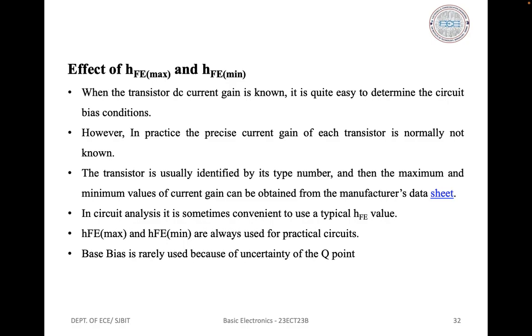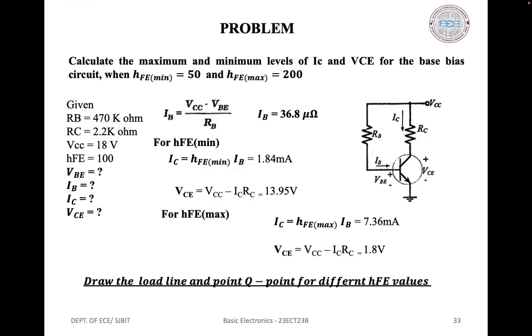So the effects of HFE max and HFE minimum, which we already discussed, are rarely used because of the uncertainty of the Q point. And this is one more problem over that. All the values will be given, so based on the parameters that are to be calculated, we have to calculate them. For the same, drawing the load line and plotting point Q for different HFE values can be done.